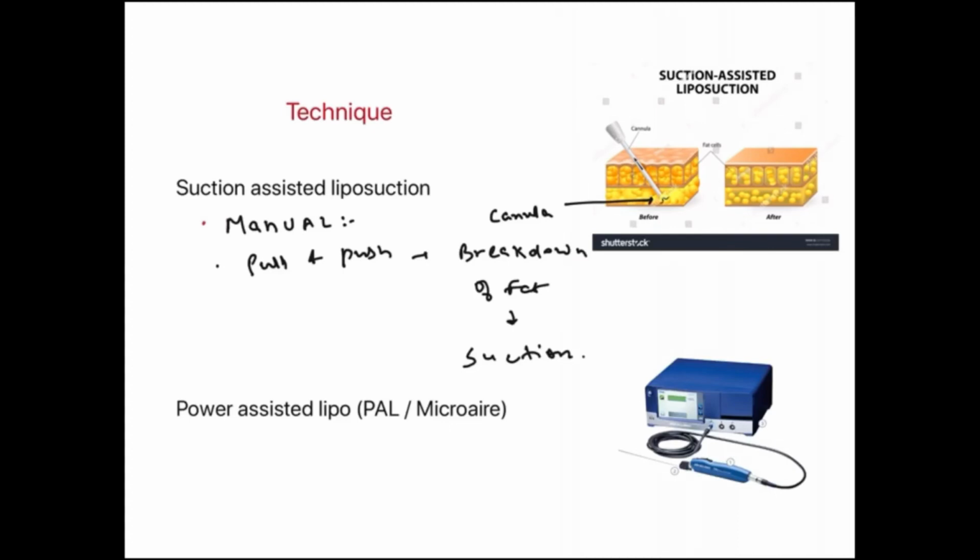So what are the complications or side effects? Because this is manual work, there is more trauma and trauma related complications or side effects like post-operative pain, skin necrosis, etc.